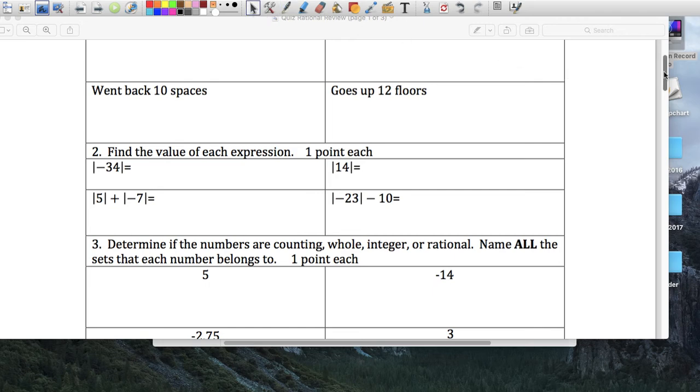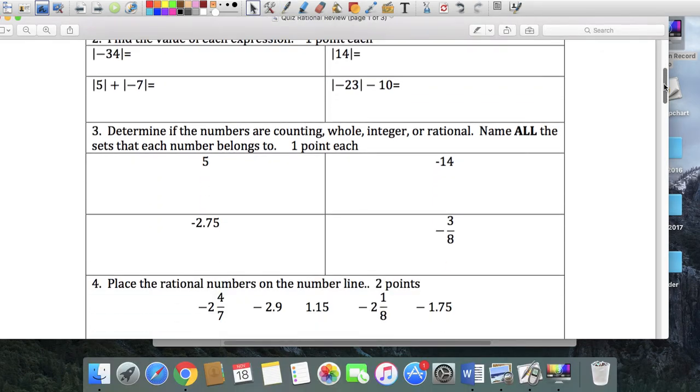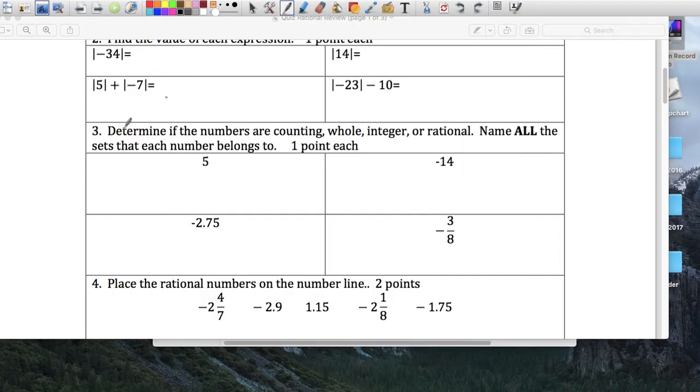Determine if the numbers are counting, whole, integer, or rational. Name all the sets. So 5 is definitely part of the counting numbers. It's also a whole number. It's also an integer. And it's also rational. Instead of saying decimal and fraction, we can put the 5 over 1, which becomes a fraction. We can add a decimal, and 5.0 becomes a decimal. So instead of saying that, we can just make it rational, because everything falls in the rational category anyway.